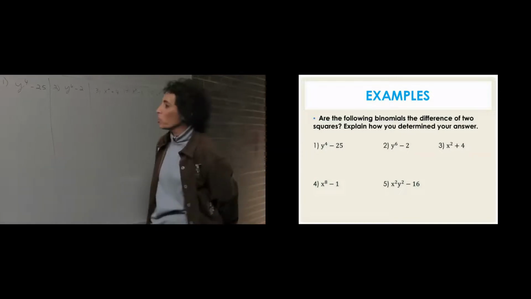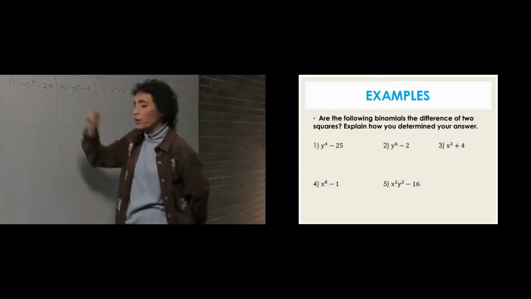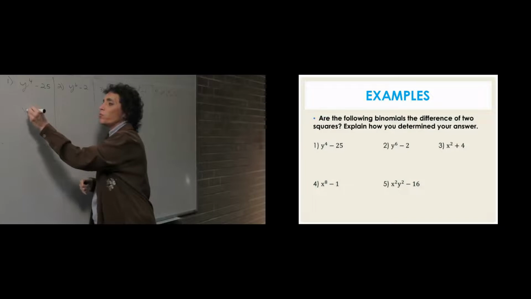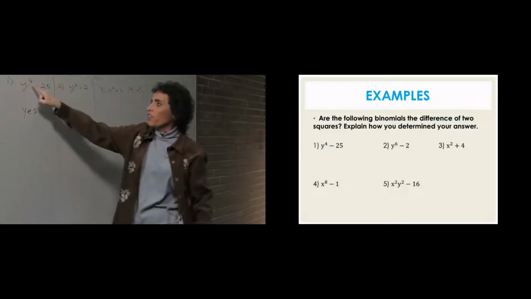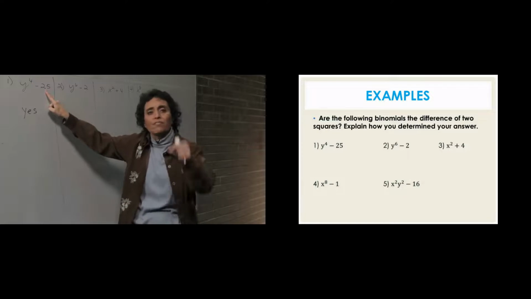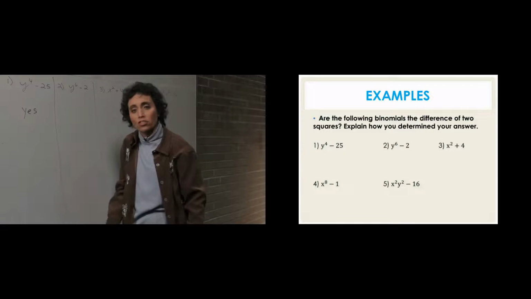Difference of 2 squares. We're looking for the first term to be a perfect square, the last term to be a perfect square, and separated by a minus. So yes, this is the difference of perfect squares, and here is my reasoning. This is a perfect square because the exponent is even. This is a perfect square because 5 times 5 is 25, and it's separated by a minus. So the answer is yes, and that's the reason.